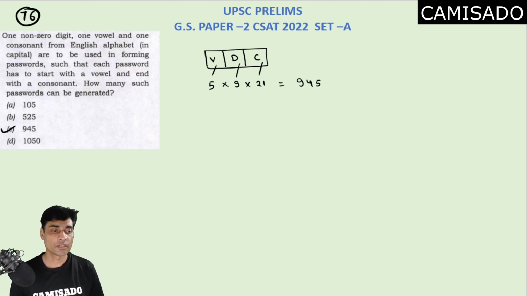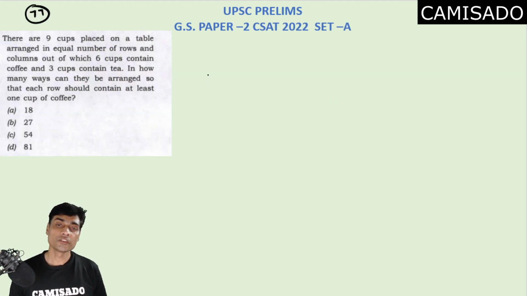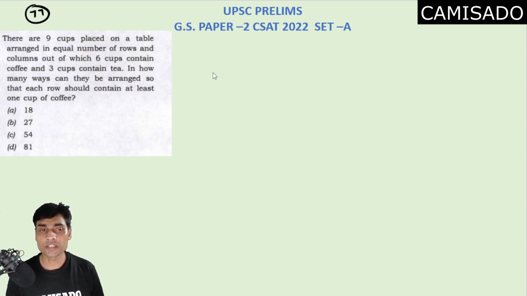Okay, the next, now this question is very different. There are 9 cups placed on a table arranged in an equal number of rows and columns, out of which 6 cups contain coffee and 3 cups contain tea. In how many ways can they be arranged so that each row should contain at least 1 cup of coffee?